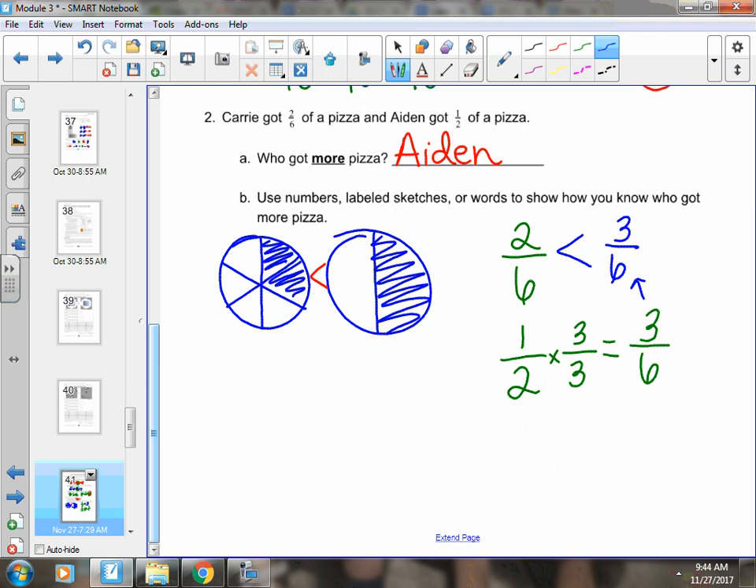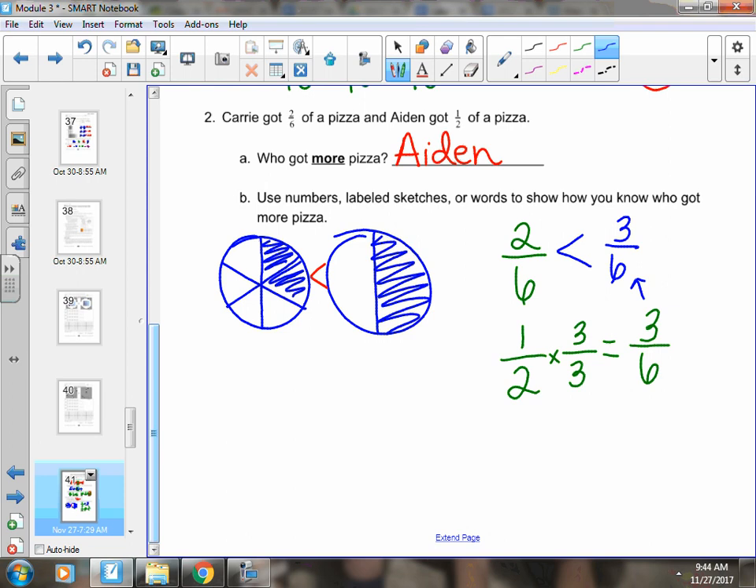Isn't 3/6 bigger than 2/6, right? So I know that if the denominators are not the same, make them have the same denominator, and then it's also very easy to tell which one's bigger, especially if the fractions are super close together and you can't really tell from your picture, right?